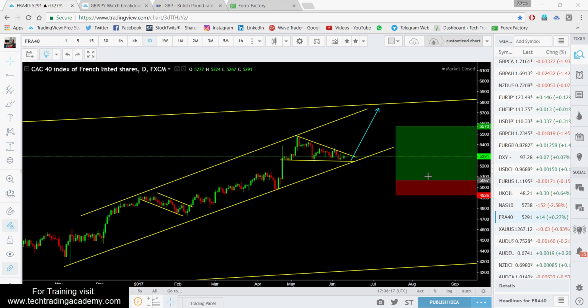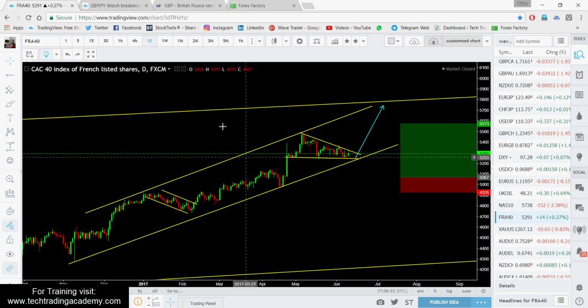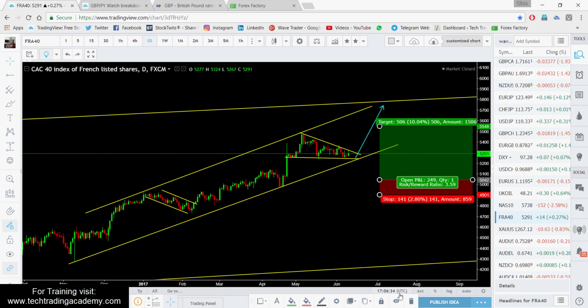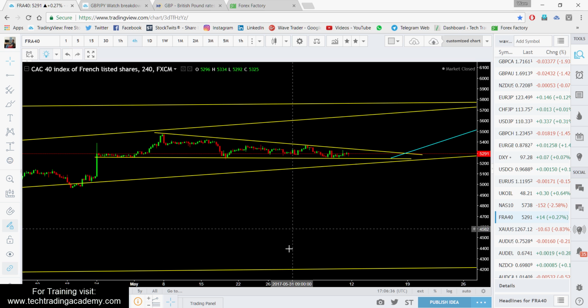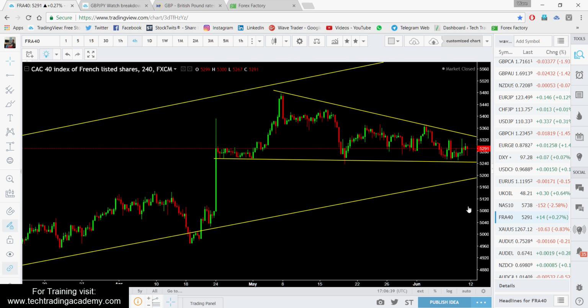All right, so you can see impulse, triangle, and watch this trend line. If you're going to see that impulse, it's up to you. If you want to buy the breakout, and if you want to buy before that breakout, you can buy before that breakout. Let me look at the lower time frame where you need to pay attention.